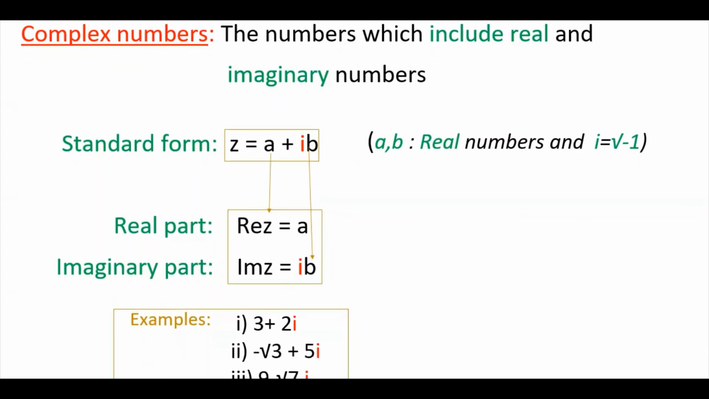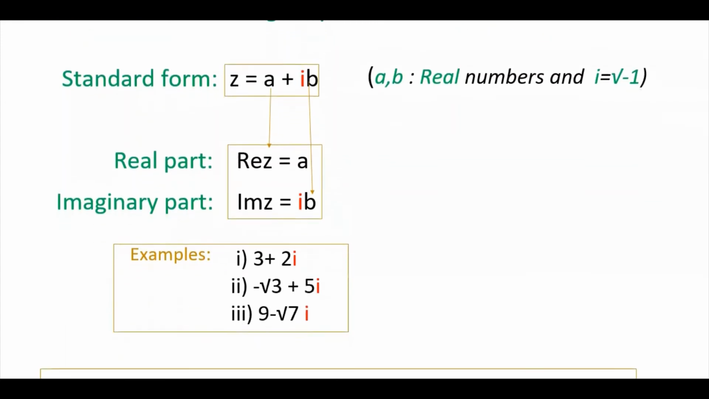And you can see some examples of complex numbers. These are the examples: 3 plus 2i, minus root 3 plus 5i, 9 minus root 7i. Here the real parts are 3, minus root 3 and 9, and the imaginary parts are 2i, 5i and minus root 7i.